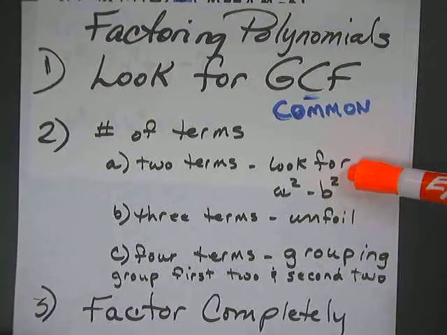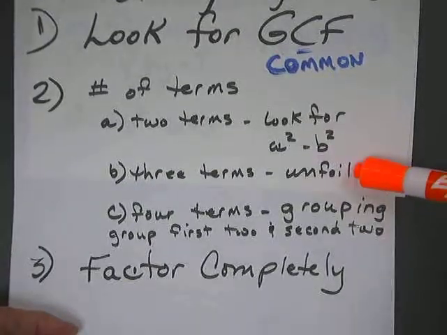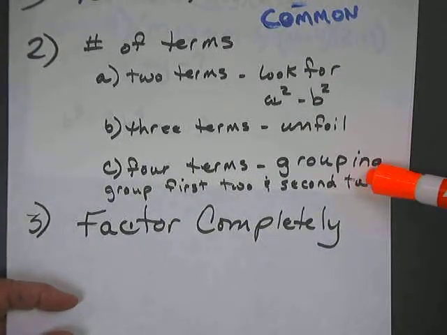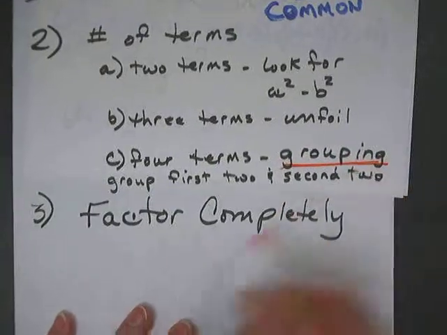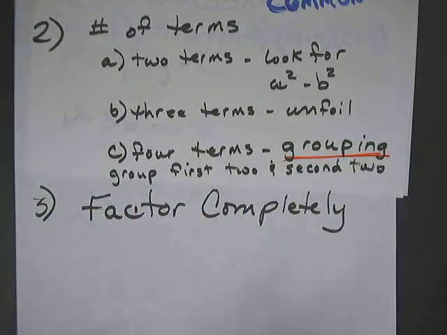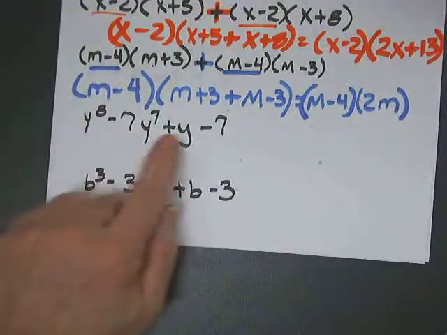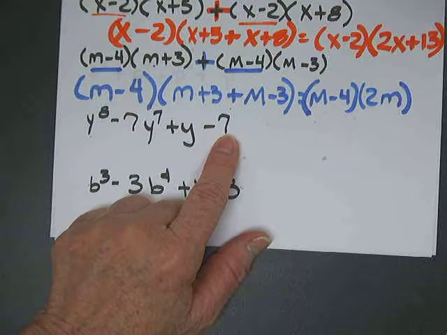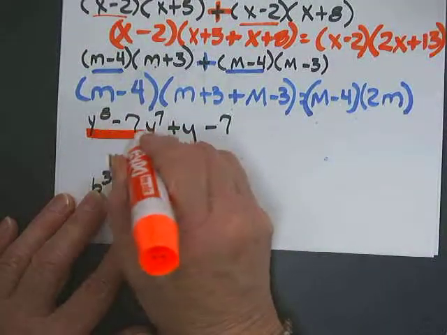Okay, now we have 4 terms here. This thing that I wrote down here says first look for greatest common factor. If there's 2 terms, look for difference of squares, which we aren't doing that factoring yet, or unfoil, which we're not doing that factoring yet. We are grouping. There's 4 terms. So we're going to be doing grouping right now. And then make sure everything's factored all the way. So first of all, we're grouping.